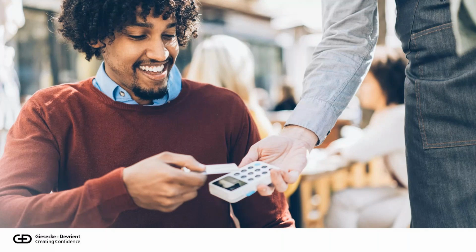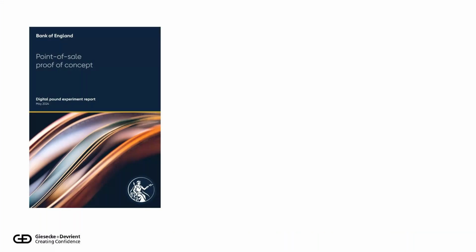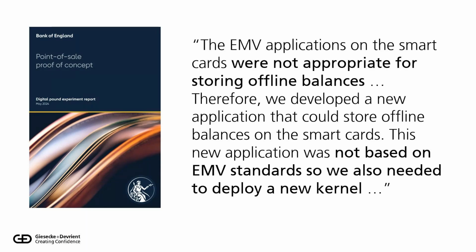And at this point in time, I have bad news for you, because the Bank of England, they are also investigating CBDC, the digital pound. They did a proof of concept, and they tried to figure out how can we do online and offline payments with CBDC, with digital cash, on those existing POS terminals. And here's what they found. I'll give you a few seconds to read this excerpt. Okay, so why is this bad news?